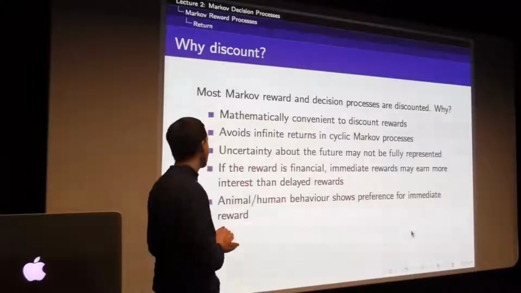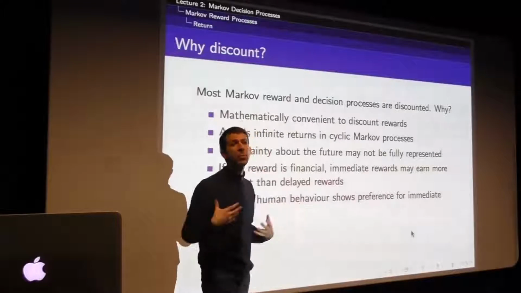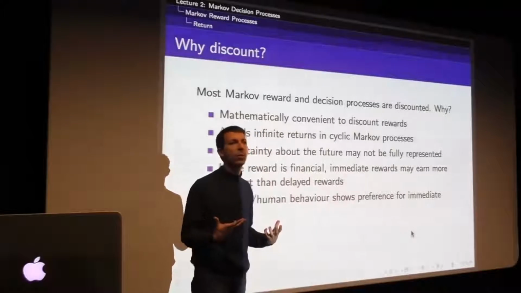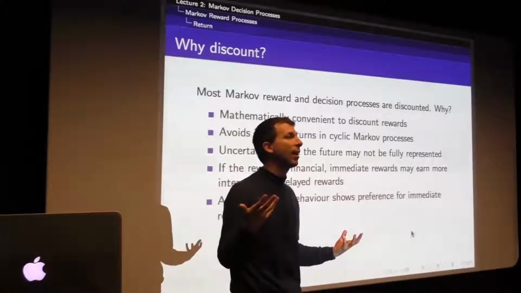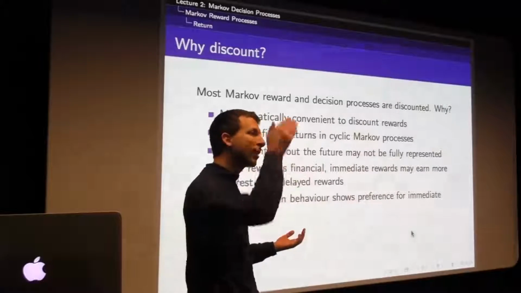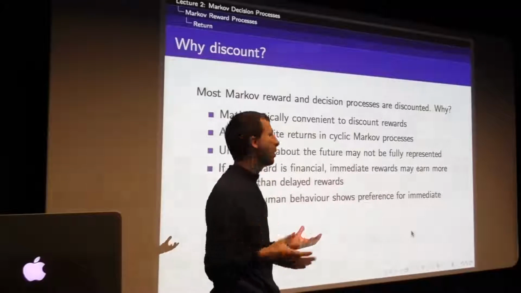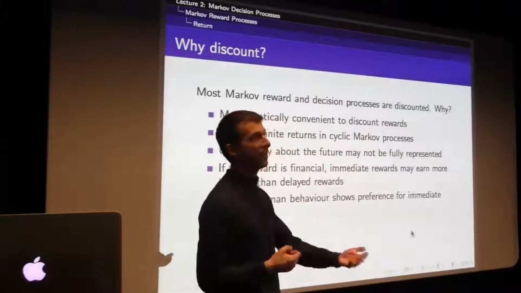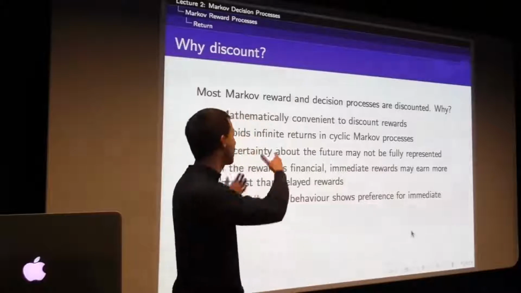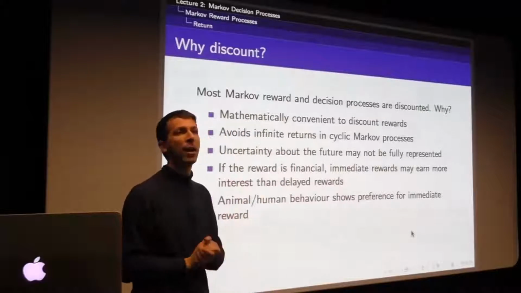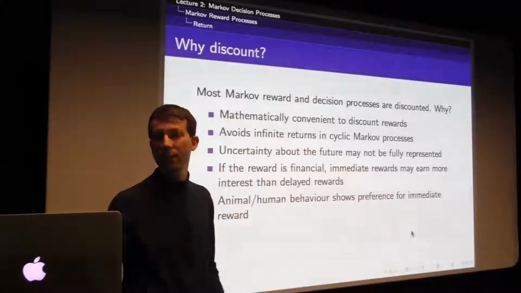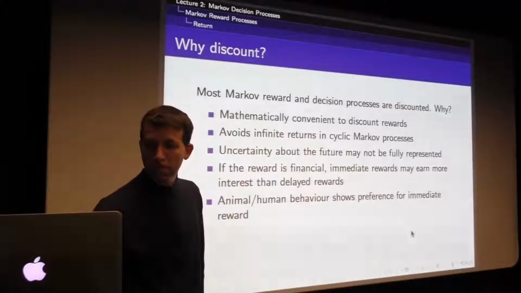But one more point I want to make is that animals and humans actually show a preference for immediate reward. People have done tests on humans, and it turns out that humans have not quite exponential discounting, but something like hyperbolic discounting. But certainly animals and humans do prefer to get reward now than reward later. And so you can think of this as a cognitive model as well, of how biological decision-making operates.